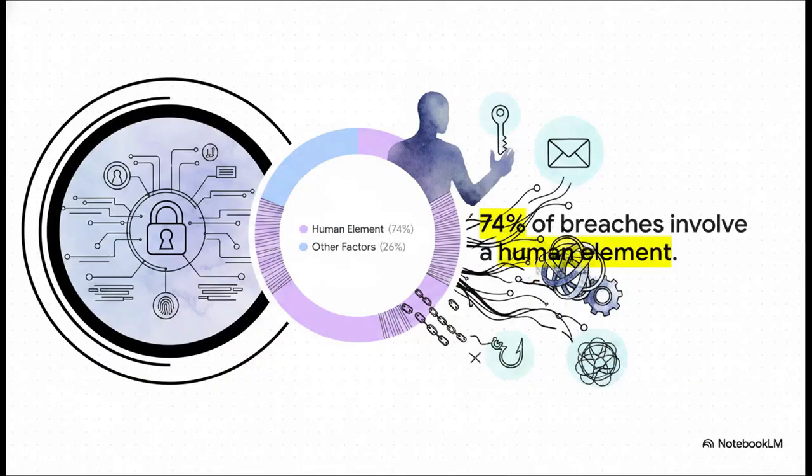Okay, let's dive into this. Take a look at this staggering statistic. 74%. A massive 74% of all security breaches involve a human element. We're talking about the misuse of privileges, stolen credentials, or just simple configuration errors. Only 26% come from other vectors. And this is exactly why identity and access management, or IAM, isn't just some back-end IT function anymore. It is the new critical perimeter.